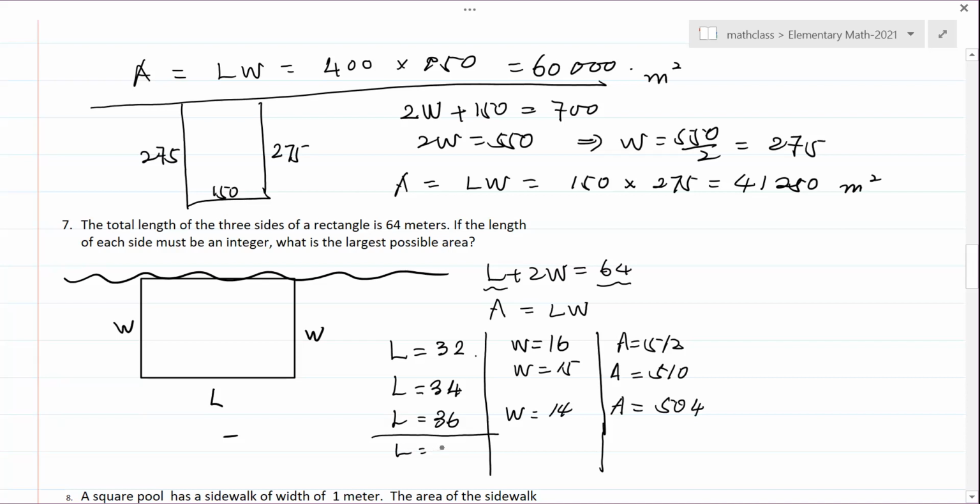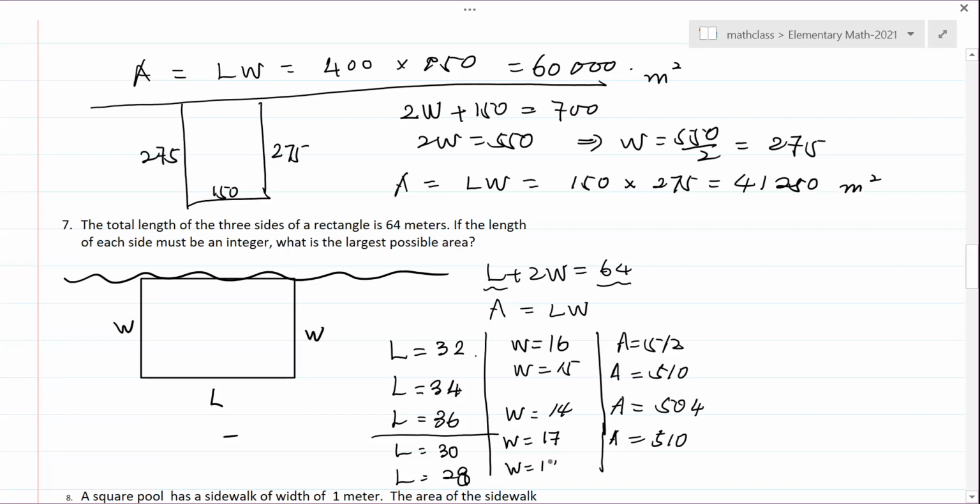So let's try L equals 32, decreasing the length. Okay, 30, yeah. W is going to be, right, 17. Okay, so let's see. 30 times 17 is going to be 510. See? Yeah, L equals 29, and not 28.